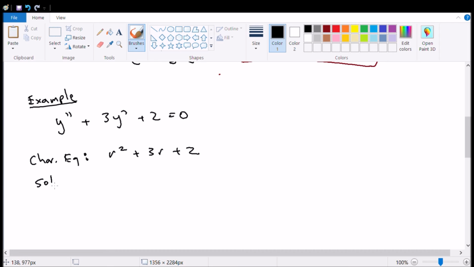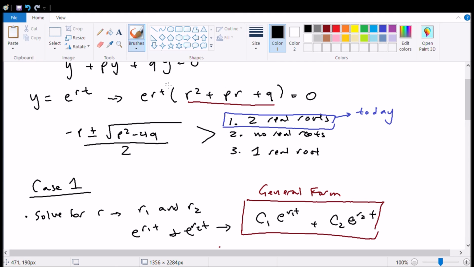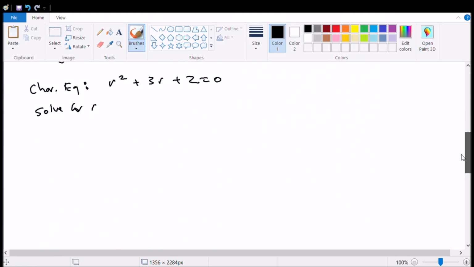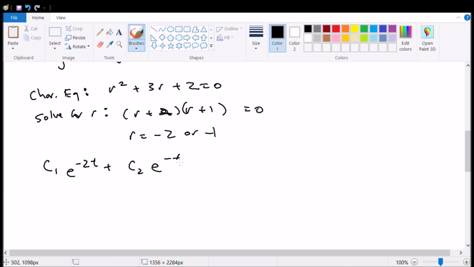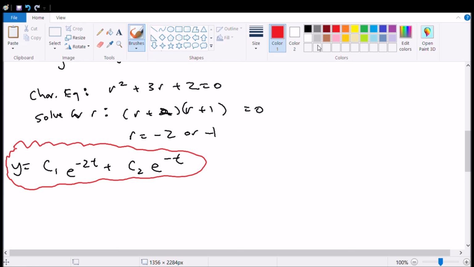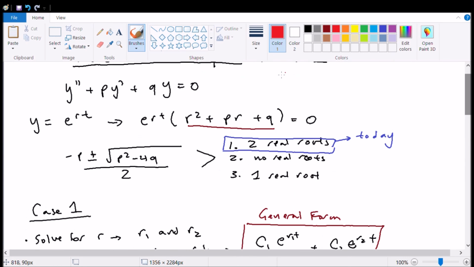And so you're going to solve for r, setting it equal to 0 because, as we stated before, e to the rt can't equal 0, so this part has to equal 0. You can factor this into r plus 2 times r plus 1 equals 0, so r equals -2 or -1. And so then you would have c1 e to the -2t plus c2 e to the -t, and that would be your general solution, y equals that. And then if you have two initial conditions to go along with this, you can solve for the particular solution for this differential equation.